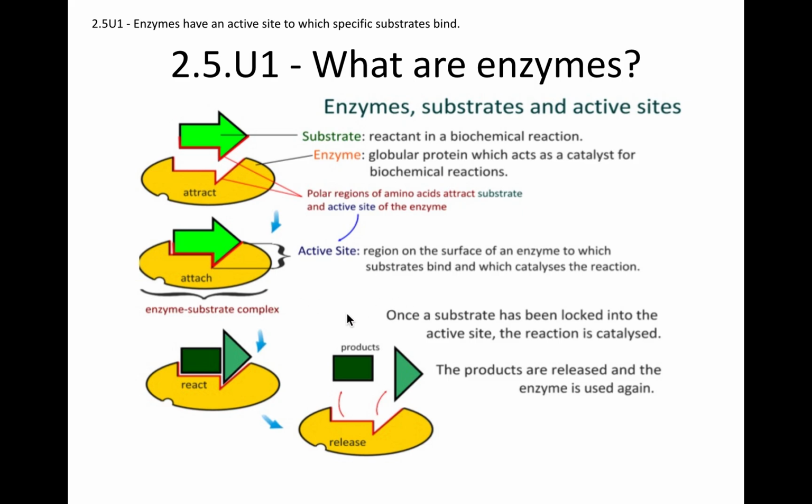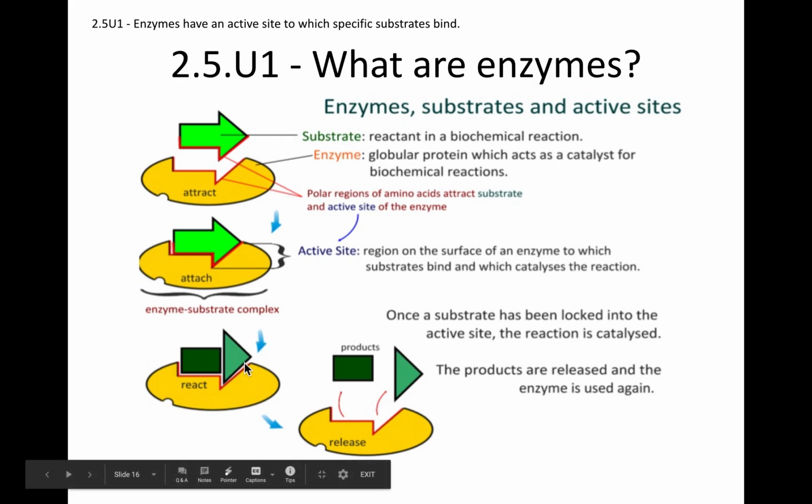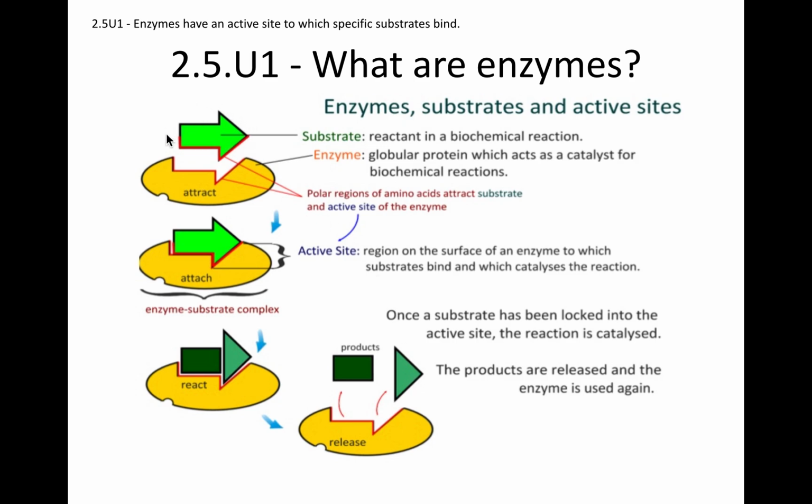Once a substrate has been locked into the active site, the reaction is going to be catalyzed, so it's going to speed up that biochemical reaction. Here you can see they are connected together, the substrate and the enzyme, and then when the reaction is done, the enzyme is going to release the substrate in its new form. Now you can see the substrate has been broken down into two separate pieces. If this was originally a lactose substrate, this would now be a galactose and a glucose molecule. Make sure you know these words: substrate, enzyme, active site, and enzyme-substrate complex.